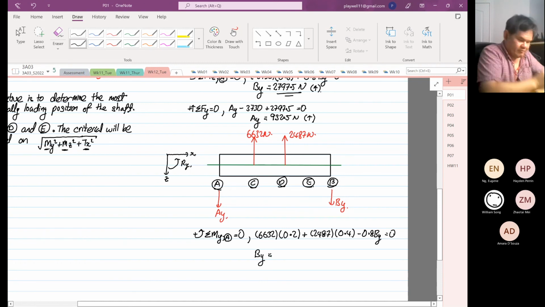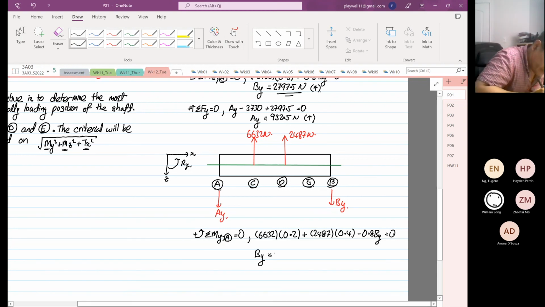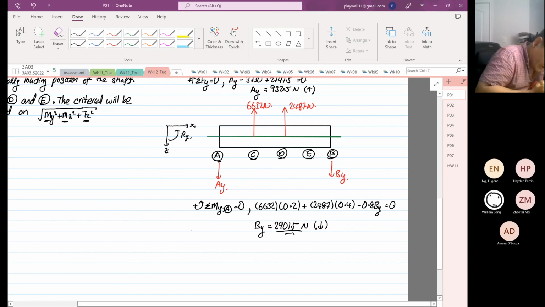So we calculate Bz is equal to 6632 times 0.2 plus 2487 times 0.4 divided by 0.8 is equal to 2901.5 Newton, and it's coming in this direction. Is correct, right? It is correct because it's positive, right? If it's negative, then we need to flip the direction. Okay. Then we have going up is positive. Summation of forces in the z direction is equal to 0, right? So you have minus Az plus 6632 plus 2487, then minus 2901.5. The whole thing is equal to 0.